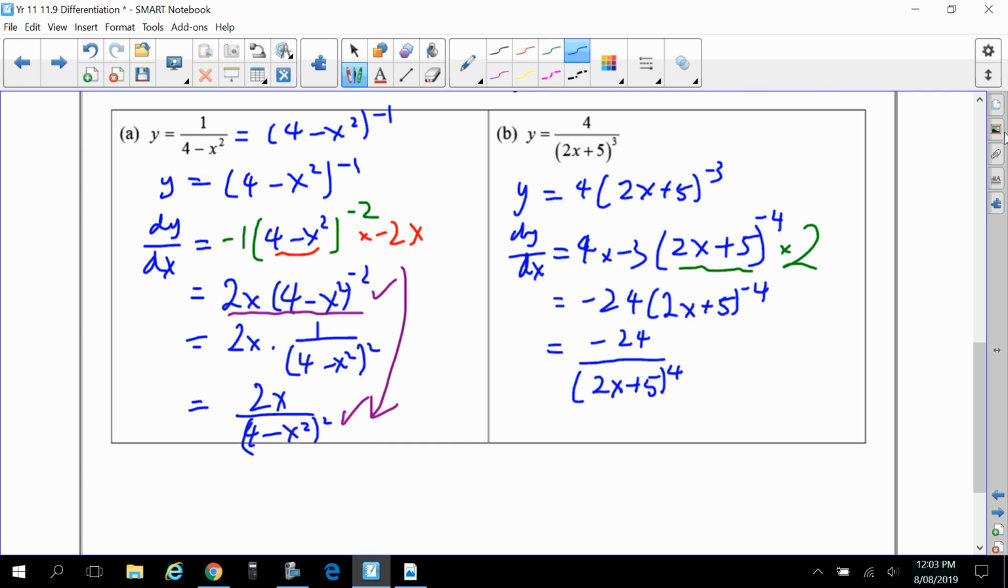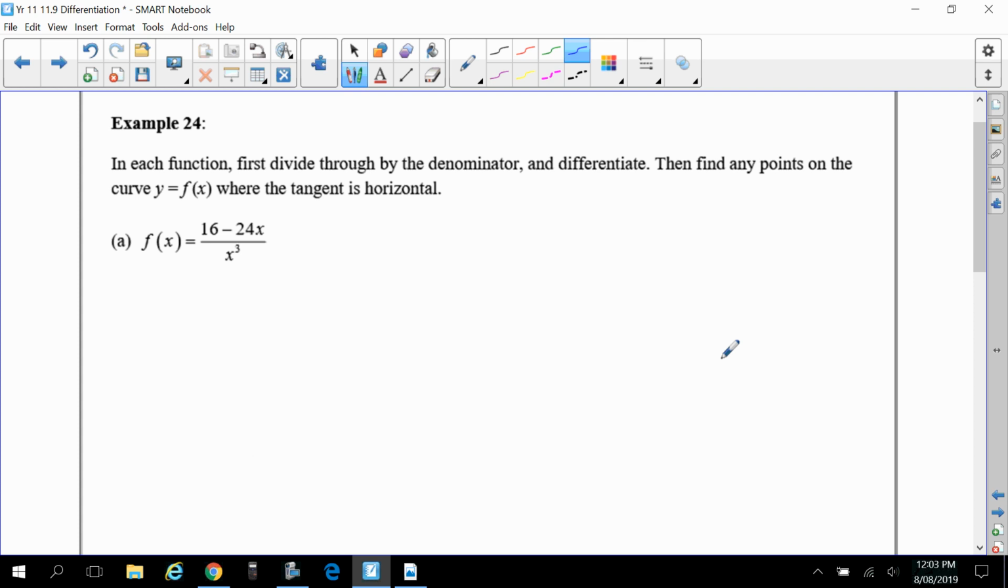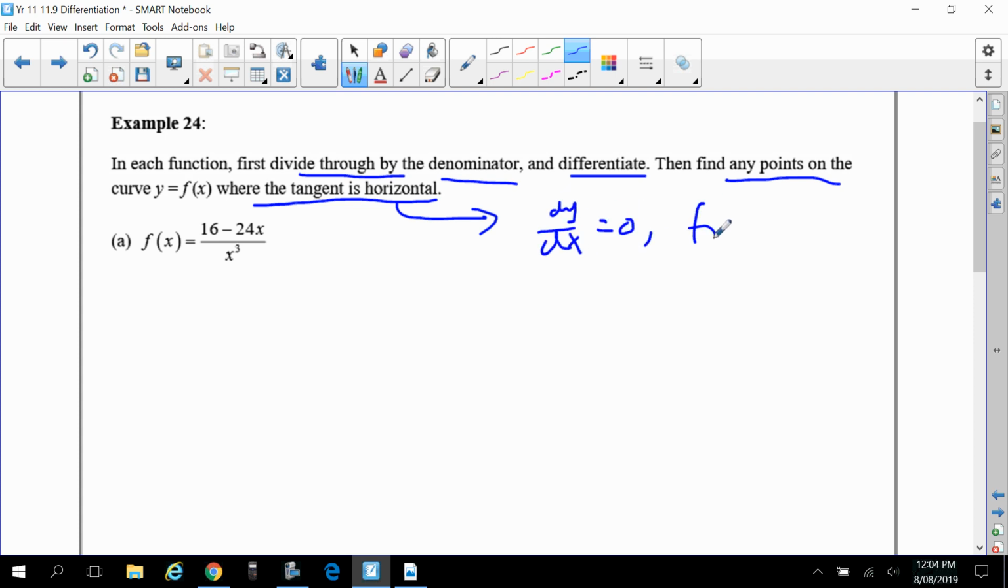Now, the next two involve some analysis. So it's not just asking to differentiate. You do have to do something extra. So let's read it carefully. For each function, I just give you instruction, but normally you wouldn't. You have to divide through the denominator, differentiate, find any points where the tangent is horizontal. And that's not new to us. Tangent horizontal means what? Means the derivative is what? 0, and find x, or find points. So you have to find x, y.